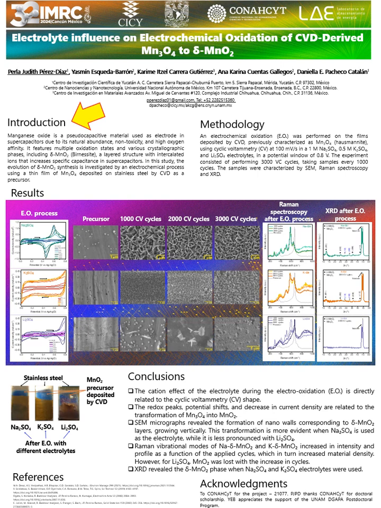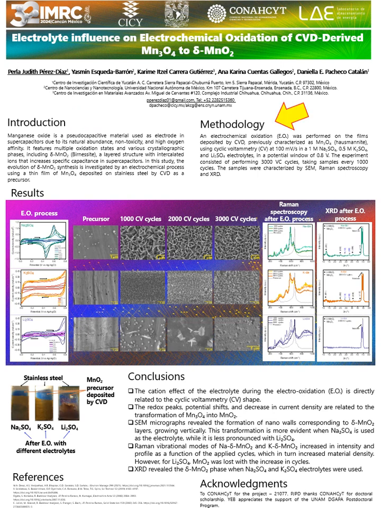The purpose of this work is to investigate the evolution of birnessite synthesis with different cations in the electrolyte through an electrochemical process using thin films of manganese(II,III) oxide, also known as Hausmannite, deposited by chemical vapor deposition.